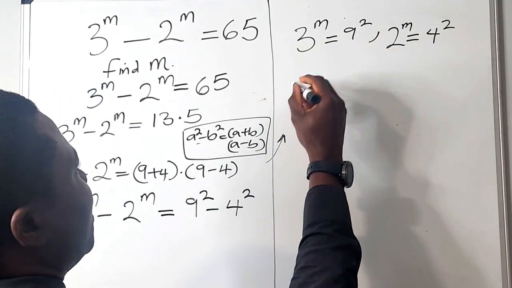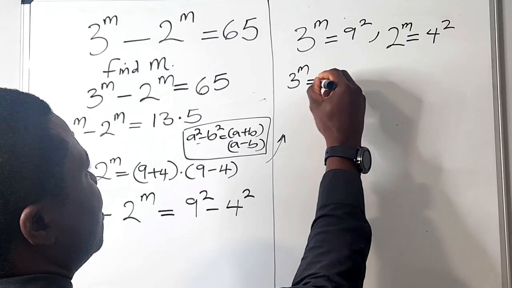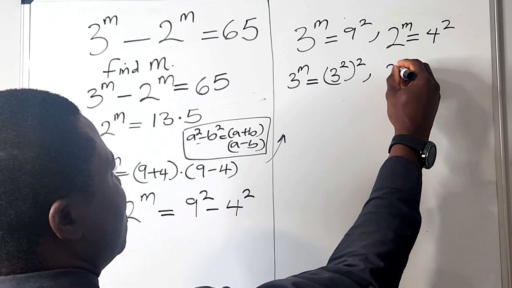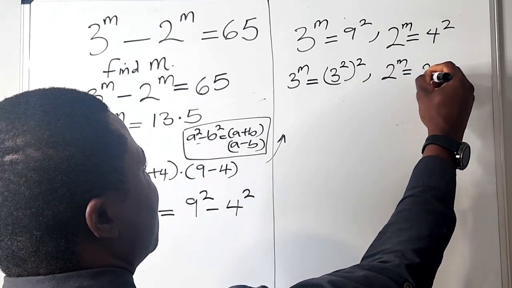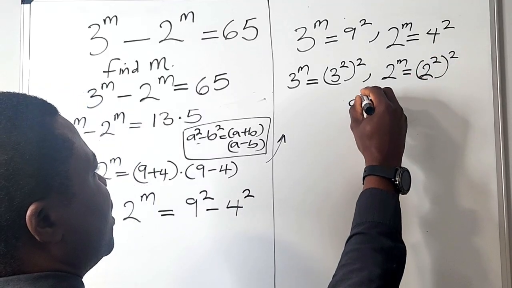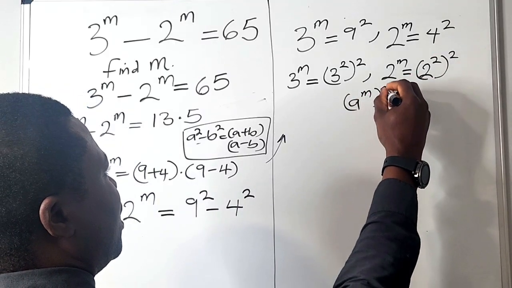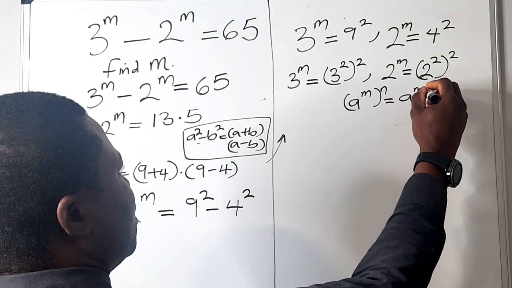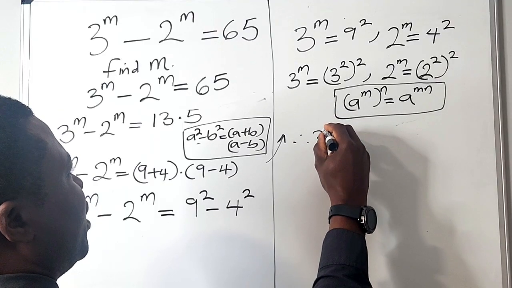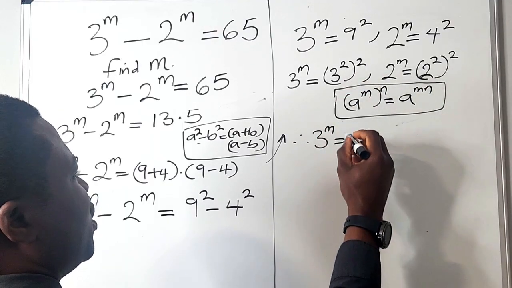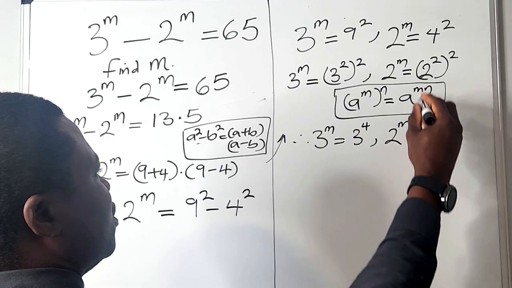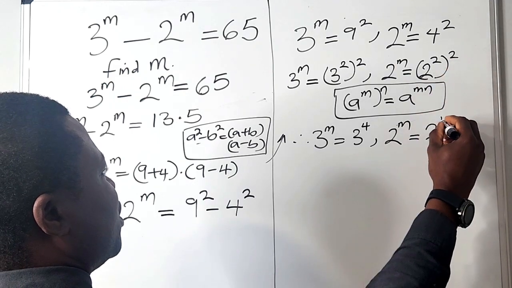Now, we can rewrite this to become 3 raised to the power 2, squared, or we can rewrite this to become 2 squared, squared. We know that (a^m)^n is equal to a^(mn). So therefore, 3 raised to the power m equals 3 raised to the power 2 times 2, which is 4, and 2 raised to the power m is equal to 2 raised to the power 2 times 2, which is 4.